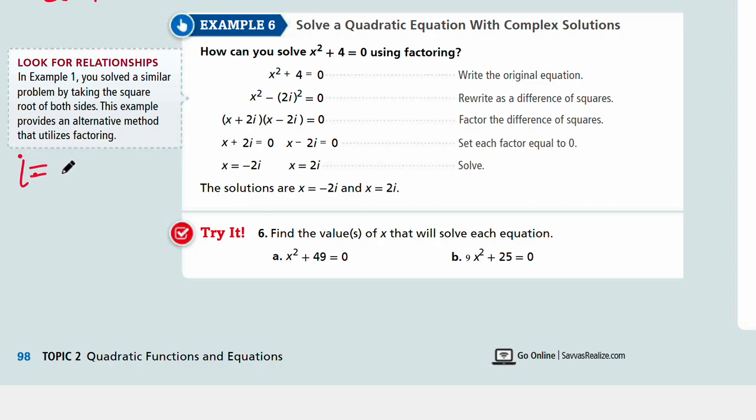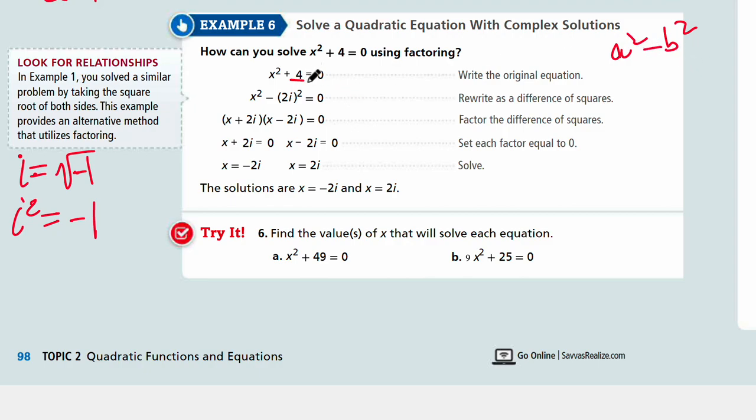Remember, i is equal to the square root of -1, which doesn't exist in real life. This is an impossible number in real life, but we defined it as a complex number, the imaginary unit i. Okay, so i squared is equal to -1.